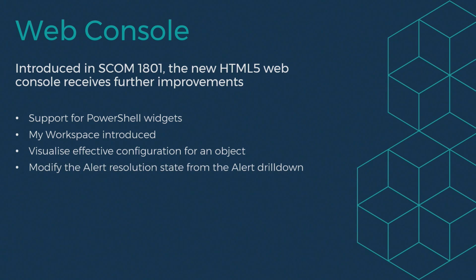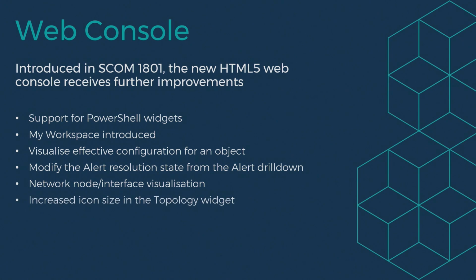You can also now modify the alert resolution state from the alert drill down. Seems fairly obvious. I'm not quite sure why that wasn't included from the word go, but now you can work alerts a bit easier from the alert drill downs. There's a new network node interface visualization. It basically replicates the same thing you have in the FAT console. So you're on an interface or a switch, you can see other computers. If SCOM knows that other computers are associated with that port, then it will show that up on the device. So noisy neighbor scenarios become kind of cool.